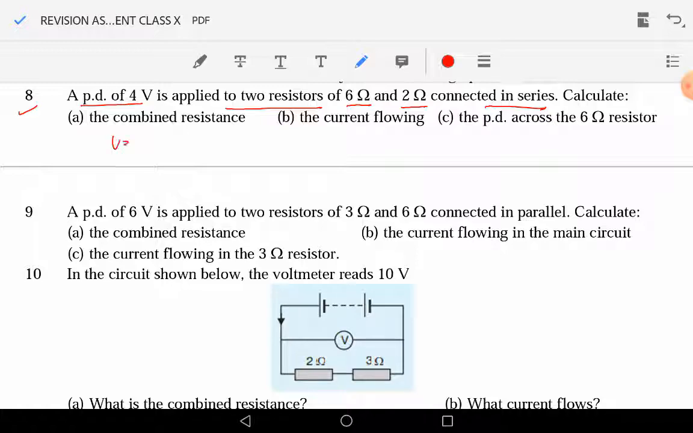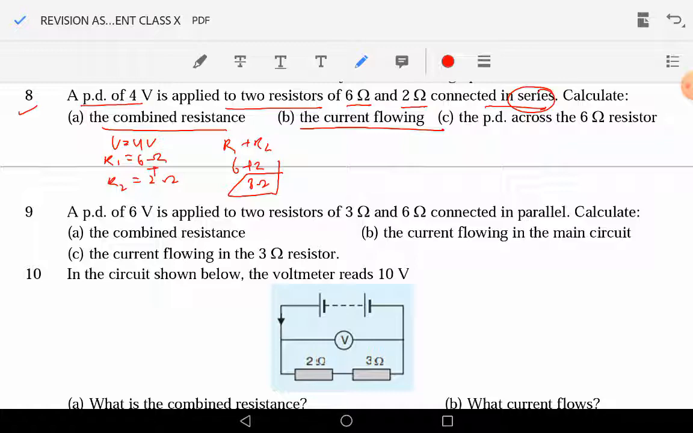Okay, so V is equal to 4 volt, R1 is equal to 6 ohm, R2 is equal to 2 ohm. Calculate the combined resistance. Since they both are in series, R1 plus R2 is 6 plus 2, which will be 8 ohm. Then the current flowing in it: V is equal to IR, so I is equal to V upon R. It will be 4 by 8, that is 1 by 2, and that will be 0.5 ampere.